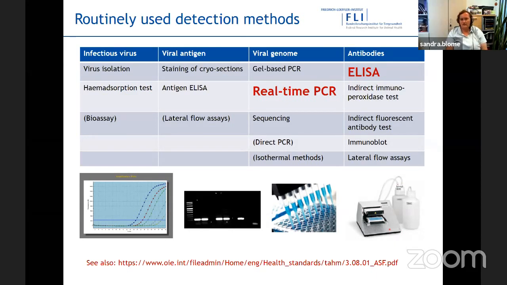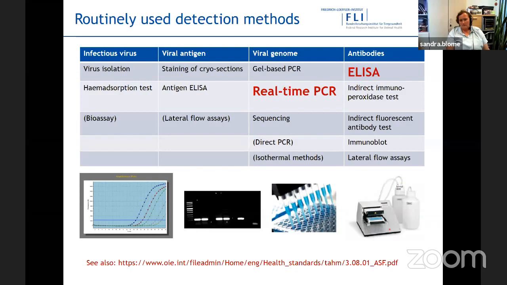To detect viral genome, we can use different approaches of PCR: gel-based PCR, real-time PCR. I put this in red and bold because this is the main method if we talk about diagnostics from the field. Then sequencing, and some other applications like direct PCR and isothermal methods. And for antibody detection, the first line of defense is an ELISA, but for confirmatory reasons we also do indirect immunoperoxidase tests, indirect fluorescence antibody tests, immunoblots, and also lateral flow assays.